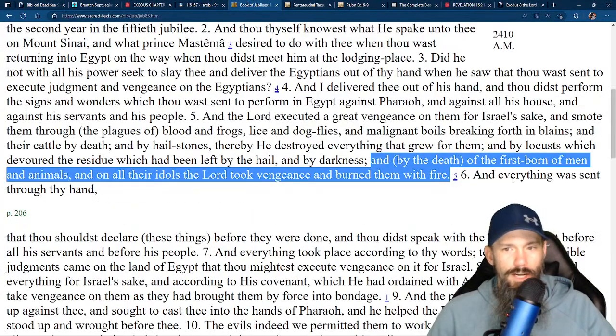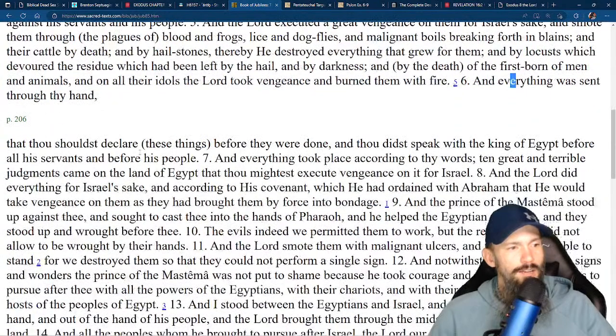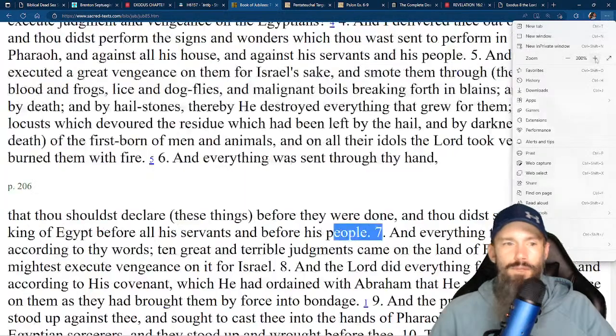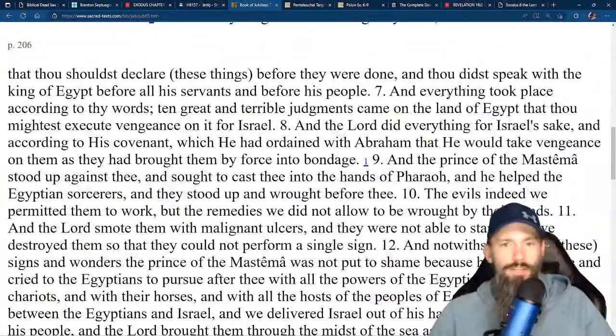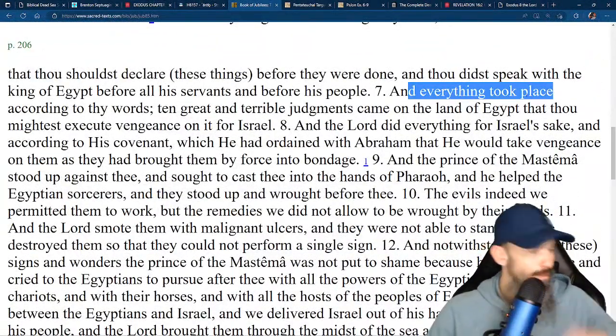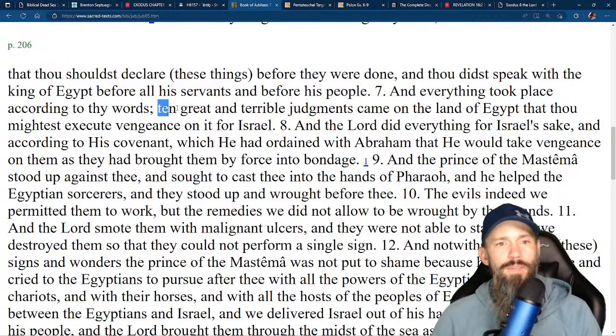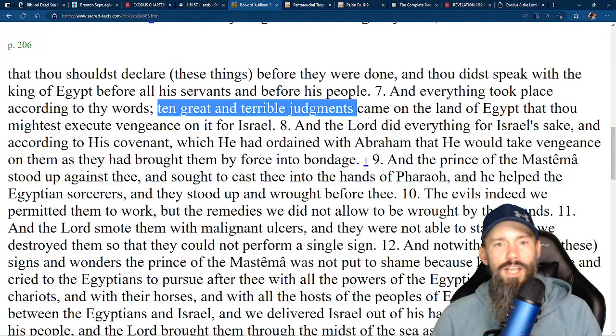Let's see. And everything was sent through thy hand, that thou shouldst declare these things before they were done. And thou didst speak with the king of Egypt before all his servants and before his people. Just zoom in a little bit more. Here we go. And everything took place according to thy words. 10 great and terrible judgments came on the land of Egypt.